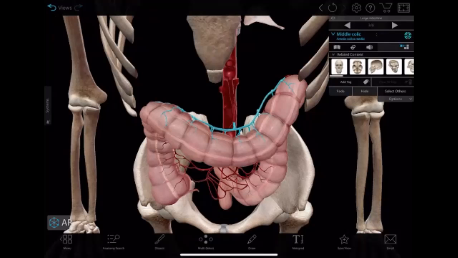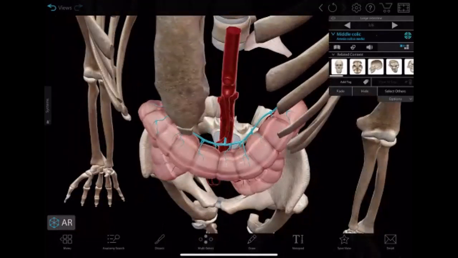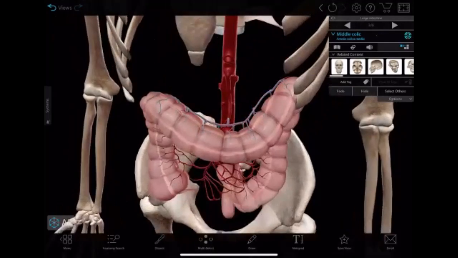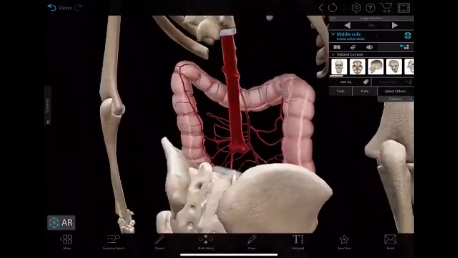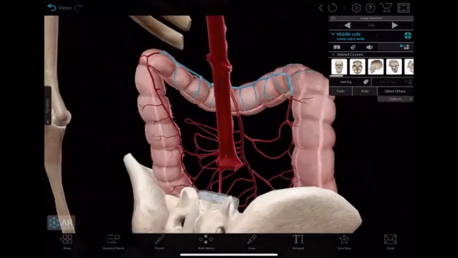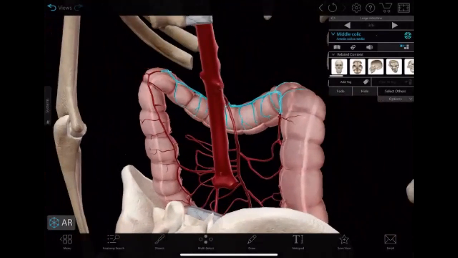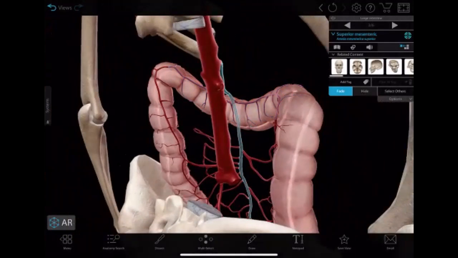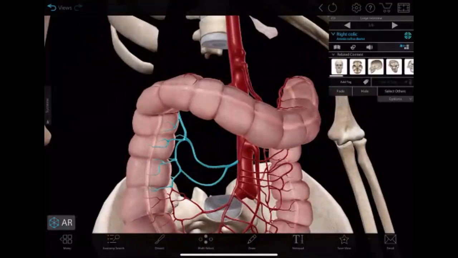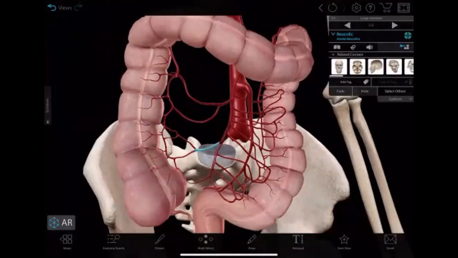Middle colic artery, right? You can clearly see that. So that is middle colic artery, right? Middle colic artery is a branch of superior mesenteric artery, and also right colic artery. This is right, and this is iliocolic artery, right?